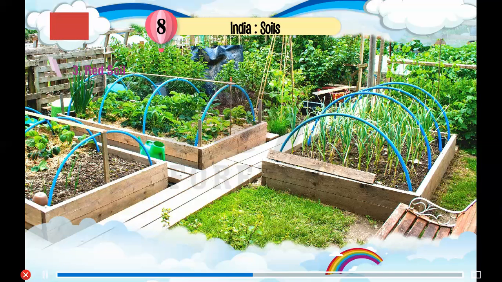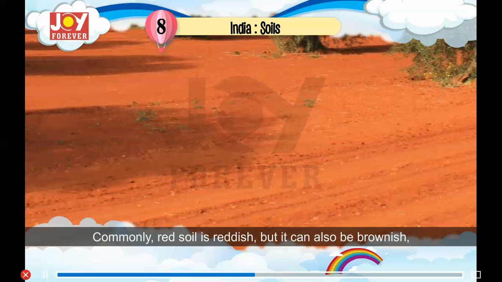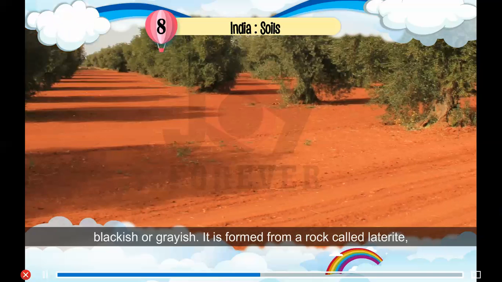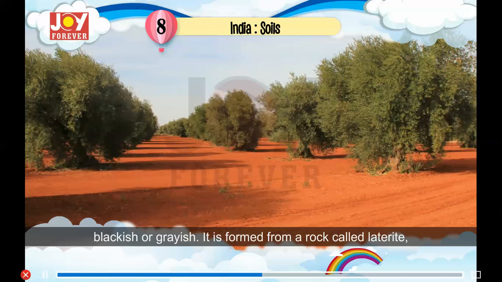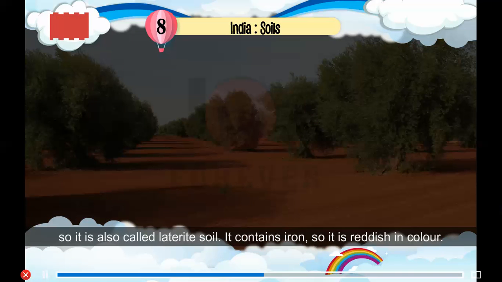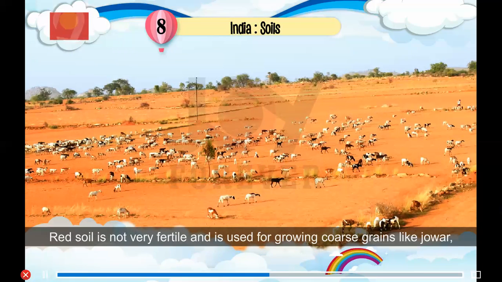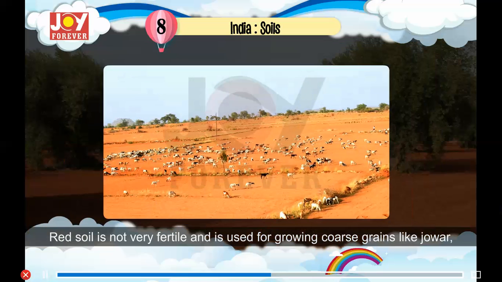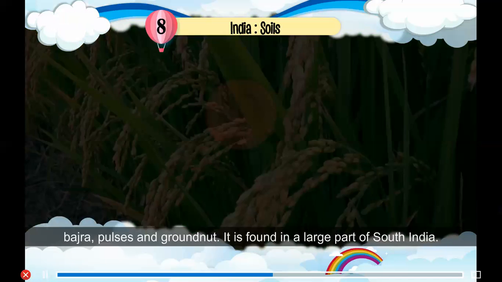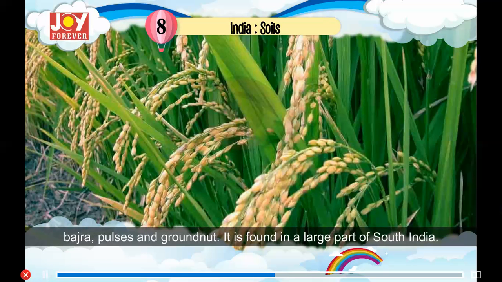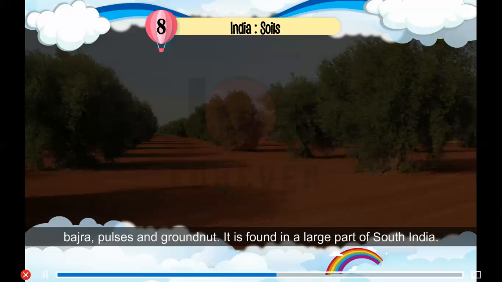3. Red soil. Commonly, red soil is reddish, but it can also be brownish, blackish or grayish. It is formed from a rock called laterite, so it is also called laterite soil. It contains iron, so it is reddish in color. Red soil is not very fertile and is used for growing coarse grains like jowar, bajra, pulses and groundnut. It is found in a large part of South India.